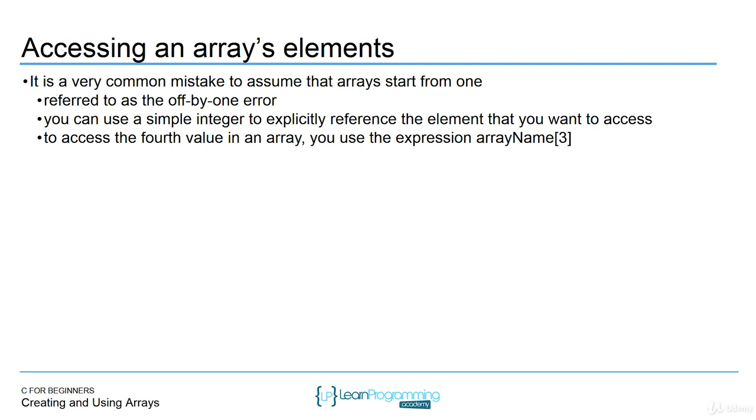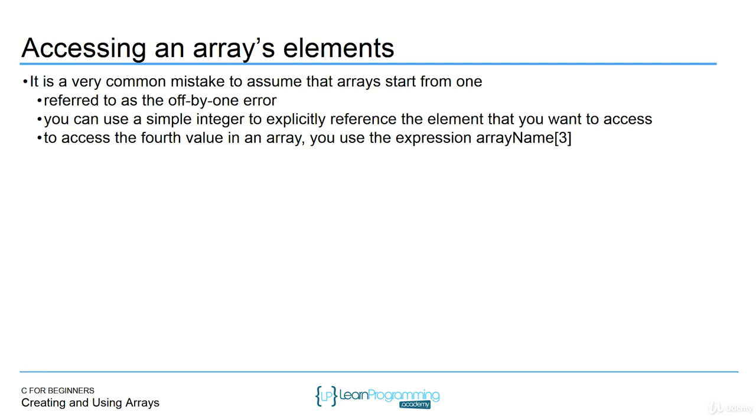It's very, very common to mistakenly try to access an array and be off by 1 because you think they start at 1 and they don't start at 0. This is referred to as an off-by-1 error. You can use a simple integer to explicitly reference the element that you want to access.